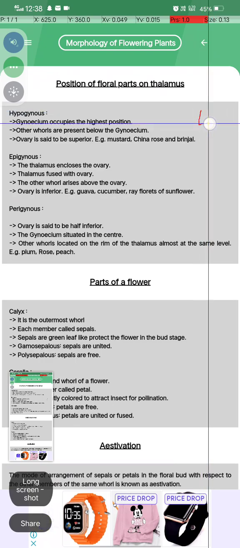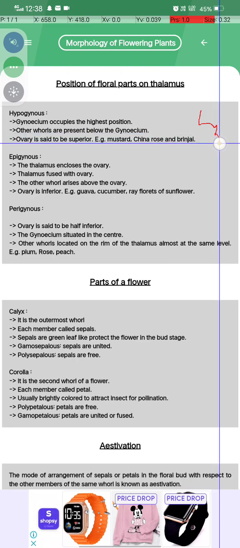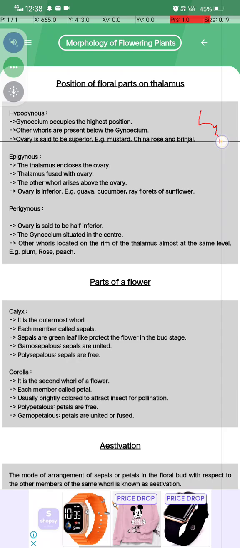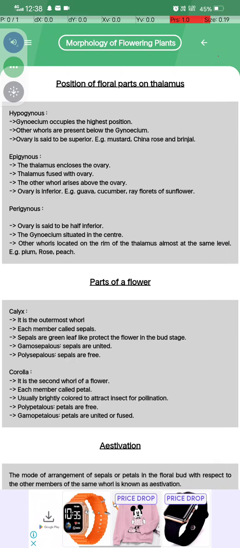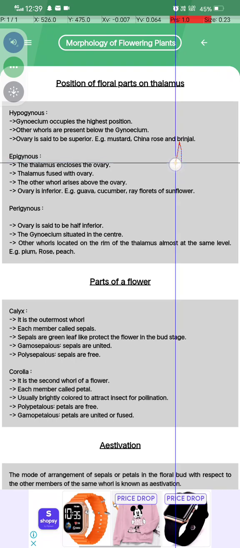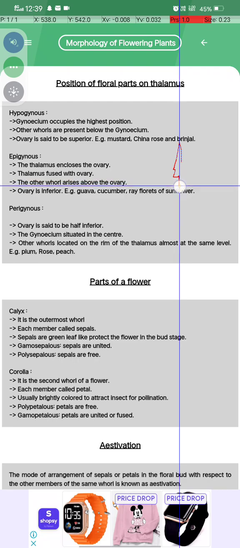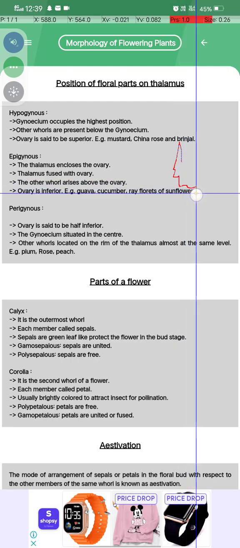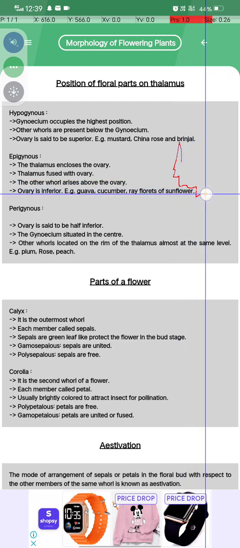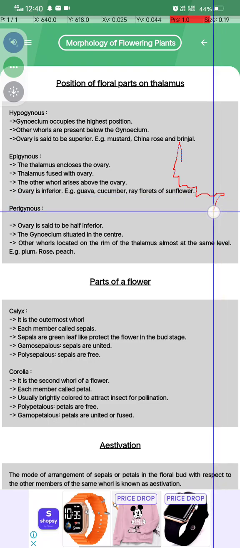Hypogynous: the gynoecium occupies the highest position, and the other whorls are present below the gynoecium, and the ovary is said to be superior. Examples: mustard, China rose and brinjal. Then epigynous: the thalamus encloses the ovary and is fused with it, and the other whorls arise above the ovary. The ovary is inferior. Examples: guava, cucumber, and ray florets of sunflower.